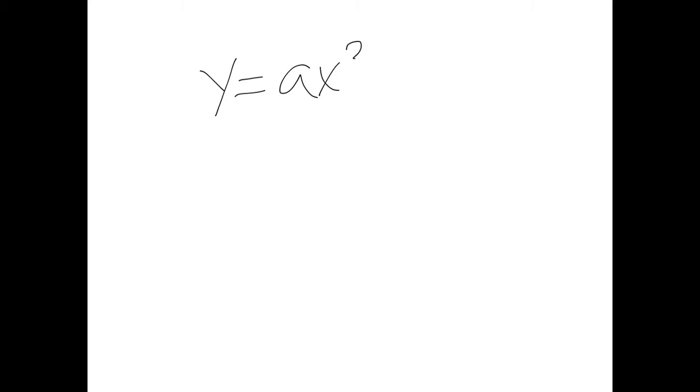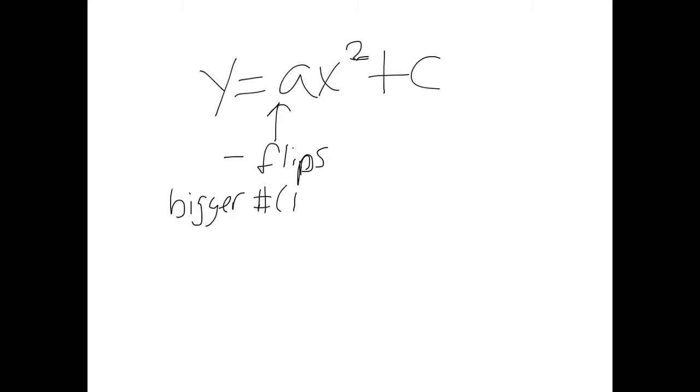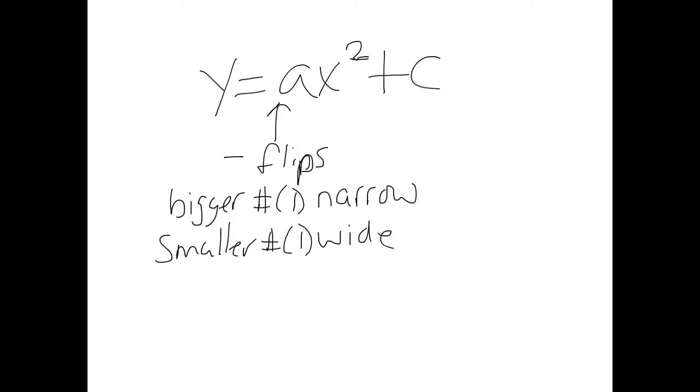The general form that we study a lot of times in Algebra 1 is y equals ax squared. A, if it's negative, it flips it to the frown. If a is a bigger number, and when we say bigger, we're talking bigger than 1, it produces a narrow graph. And if a is a smaller number, and we're talking smaller than 1, like a regular fraction, this makes a wide graph.